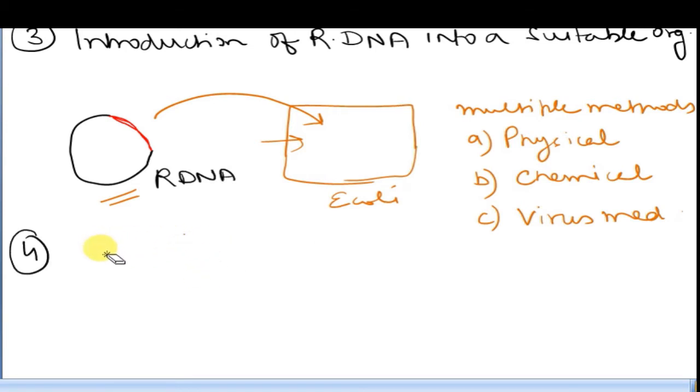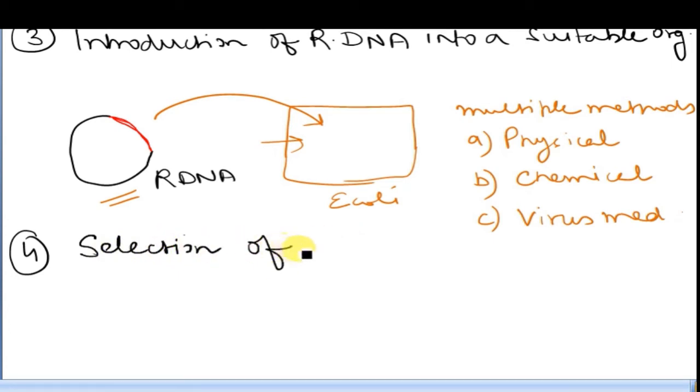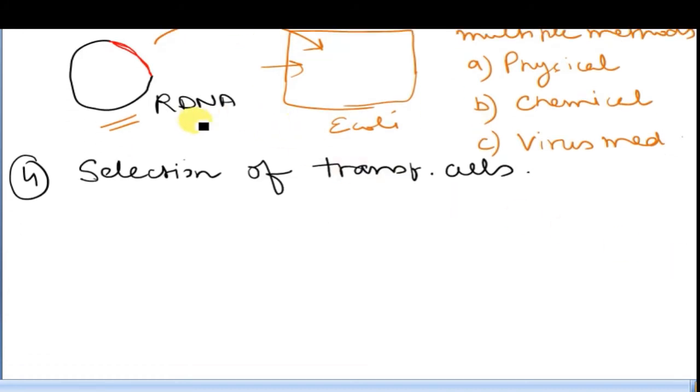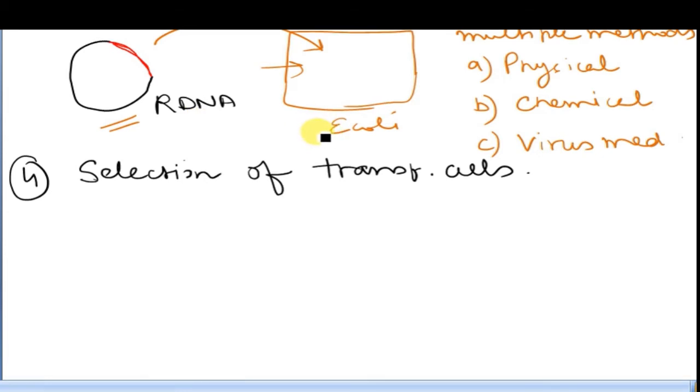Screening would be the next step. So this would be selection of transformed cells. So what are the transformed cells? Transformed cells would be those that have taken in the recombinant DNA. So all the E. coli cells would not take up the recombinant DNA. Only some of the cells would take up the recombinant DNA, and we have to select those cells.